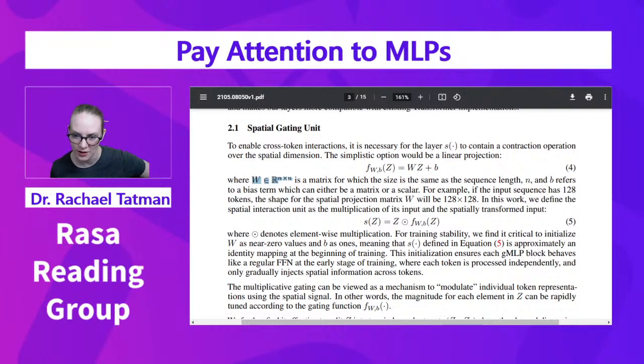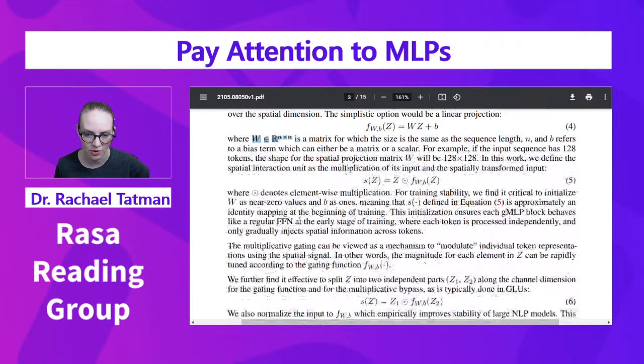Meaning the S defined in equation 5 is approximately an identity mapping at the beginning of training. The multiplicative gating can be viewed as a mechanism to modulate individual token representations using the spatial signal. In other words, the magnitude for each element in Z can be rapidly attuned according to the gating function. And to begin with, pretty much all the values in the gating function are just 1. W is near 0 and B is 1, meaning that S defines an approximate identity mapping at the beginning of training. Okay.